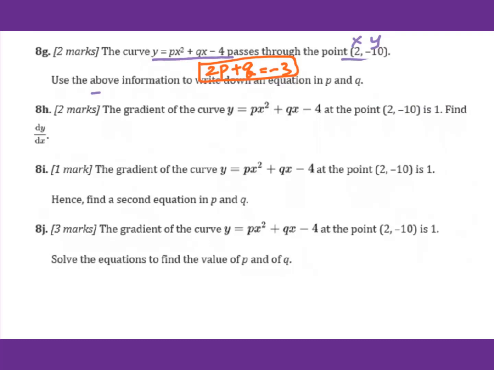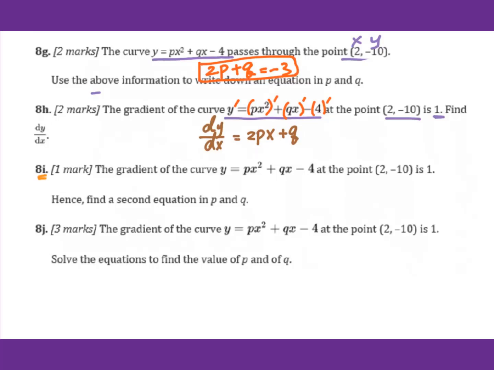8h, the gradient of the curve y equals px squared plus qx minus 4 at the point (2, negative 10) is 1. Find the derivative dy by dx. Let's do this way. So you have dy by dx equals, drop down this 2, that's 2px plus q.